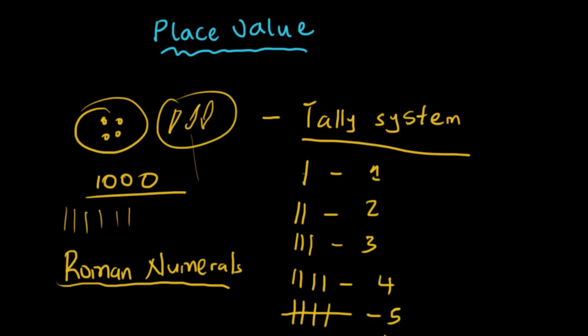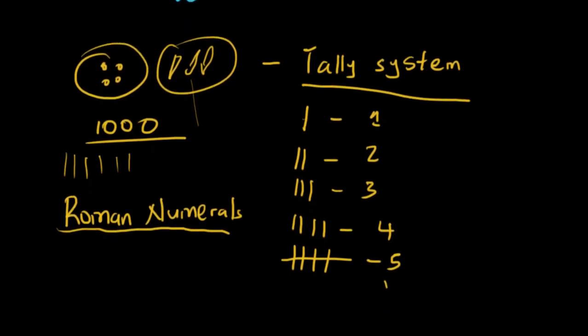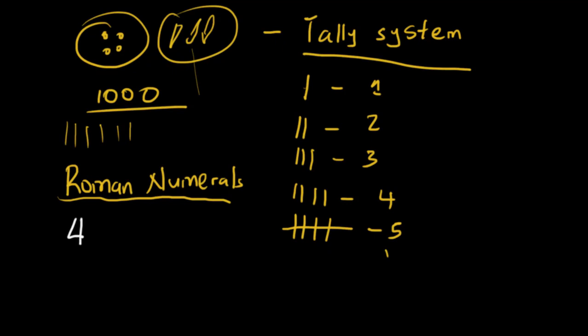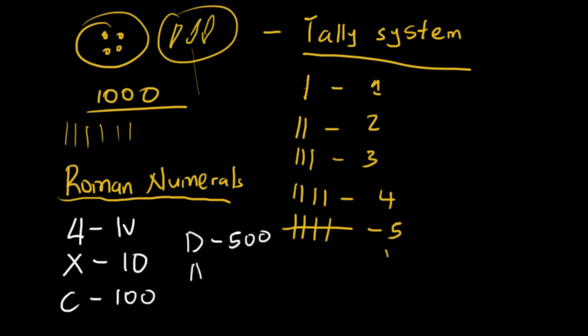Now, the Roman numerals were a great advancement over the tally system because we now have symbols representing each number. For example, 4 is represented by IV. Then we've got, say, 10 is represented by X. Then we've got C is 100, D is 500, M is 1000.